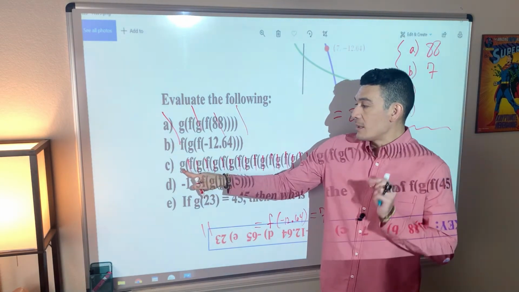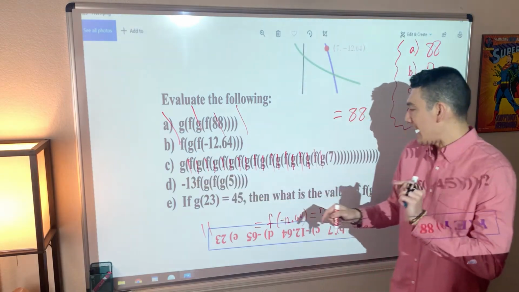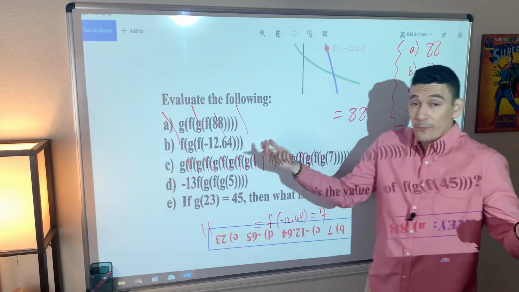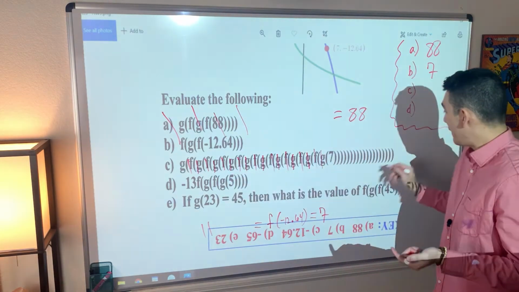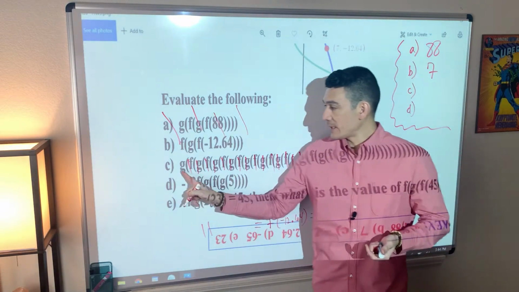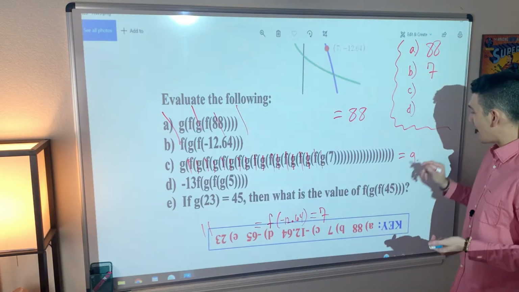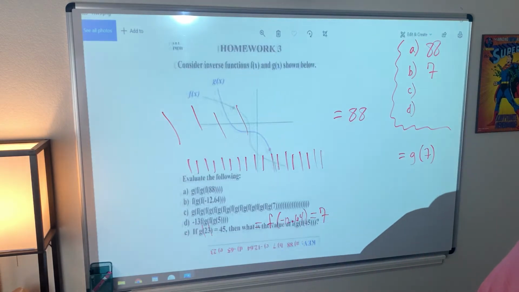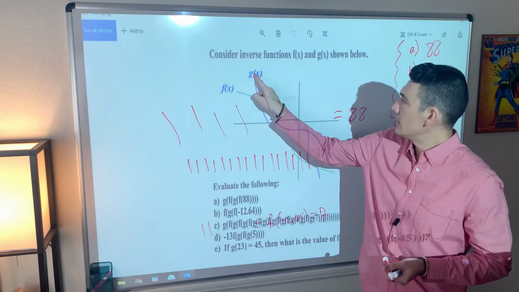Ooh, look, there is a G left over at the end of it all. So we have to respect it. So all these are gone, so it just becomes G of 7. And what's G of 7? Where's the picture for G? G is the purple. So G is the purple.